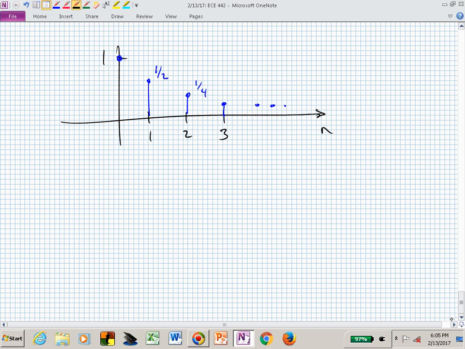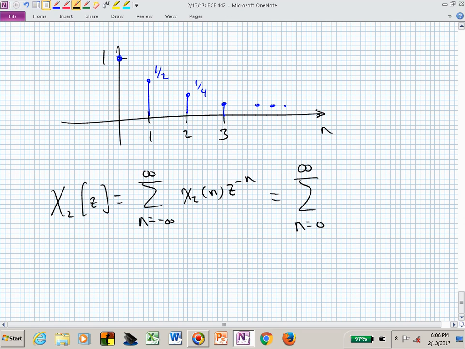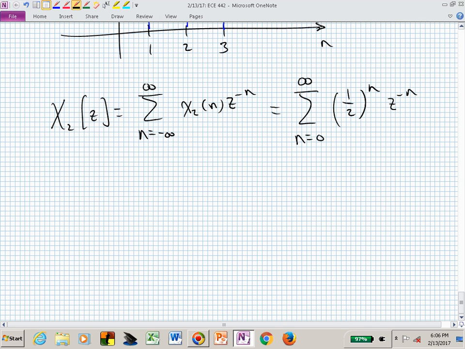Let's find the z transform of that expression. X sub 2 of z is the sum from n equals minus infinity to infinity of x sub 2 of n, z to the minus n. That's the definition of our z transform. It's only defined for non-negative values of n. We can eliminate then the negative values of n, and we can put the constant and the z terms together into one term, and we're looking at this sum from n equals 0 to infinity of 1 over 2z, to the n.